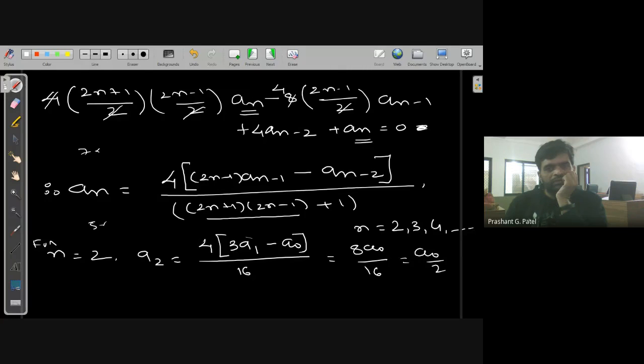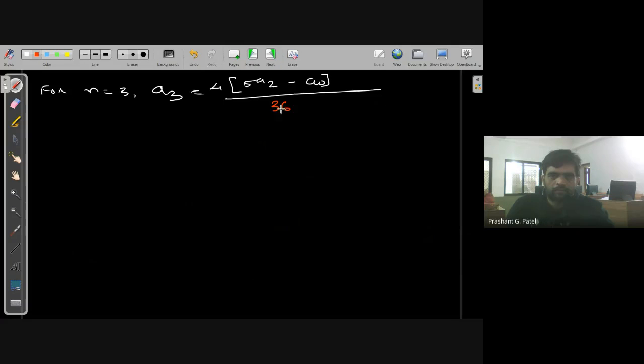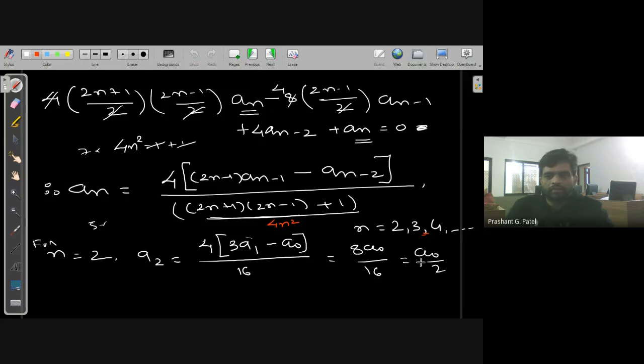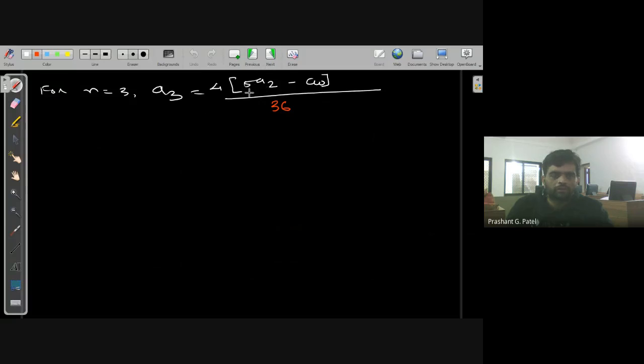See, this is nothing but 4n squared minus 1 plus 1. So it is actually 4n squared, a simple way to represent this quantity. So if you substitute 3 now, 3 times 9 is 36. And A2 we already calculated as A0 by 2. If you substitute that value here and simplify, you will have A0 by 3 factorial.